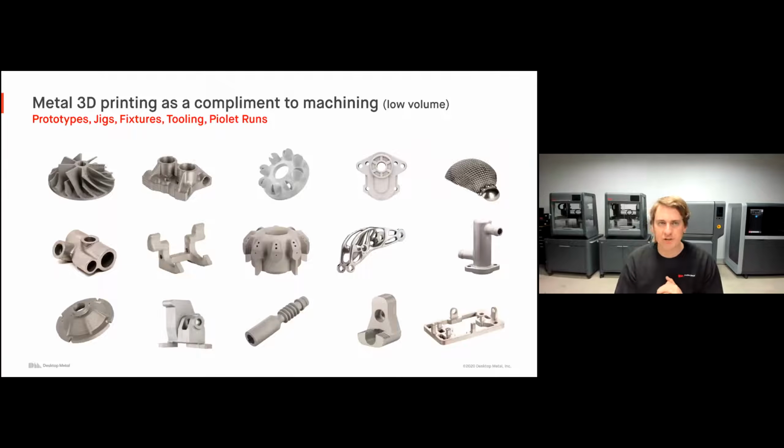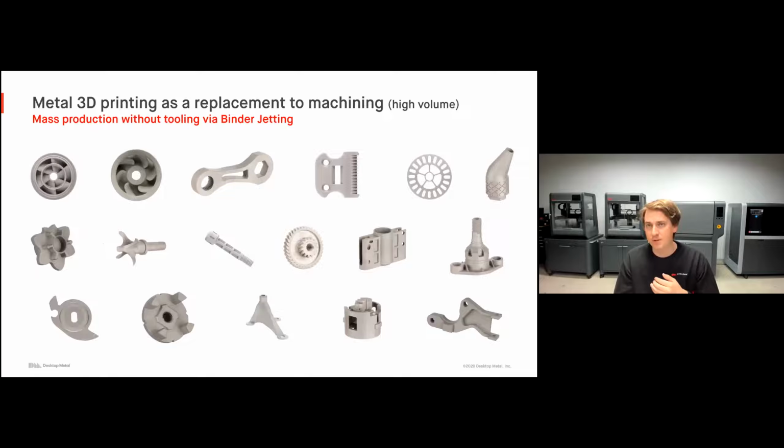So, as I mentioned, when we're talking about metal 3D printing as a complement to machining, we're really talking about low volume. Talking about prototyping, jigs, fixtures, tooling, pilot runs, replacement parts, any application where the volume is quite low and I can simply print, and maybe as a prototype before we move to volume machining and invest in that tooling. When we're talking about metal 3D printing as a replacement to machining, we're really talking about high volume. We're talking about mass production without the need for any tooling, any fixturing via binder jetting.